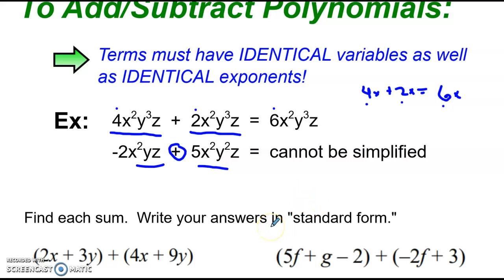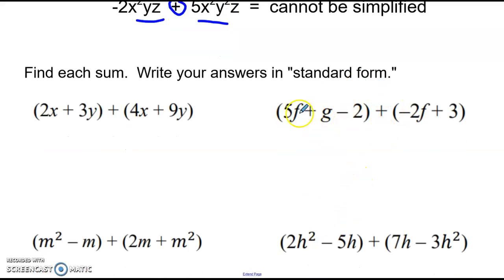I want to do 2 addition examples with you and then 2 subtraction examples. Now for this first one here, I'm going to do the 5f plus g minus 2. We have this polynomial in parentheses being added to this polynomial in parentheses. And the nice thing is that whenever the operation is addition, we can really pretend as though the parentheses aren't even there. So this is really just the same thing as saying 5f plus g minus 2, minus 2f, because I'm just saying plus negative 2f, plus 3.